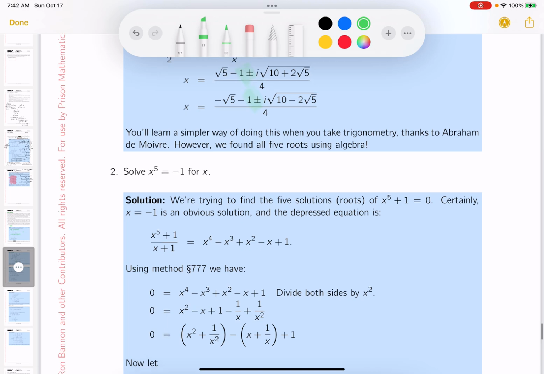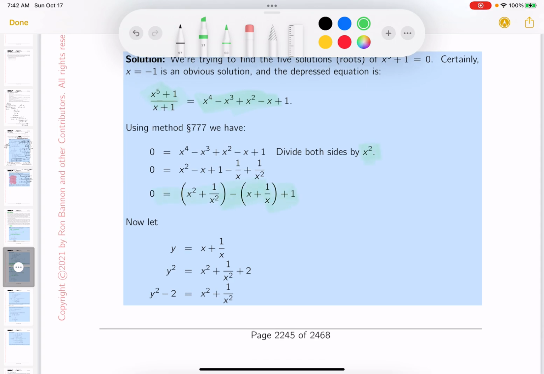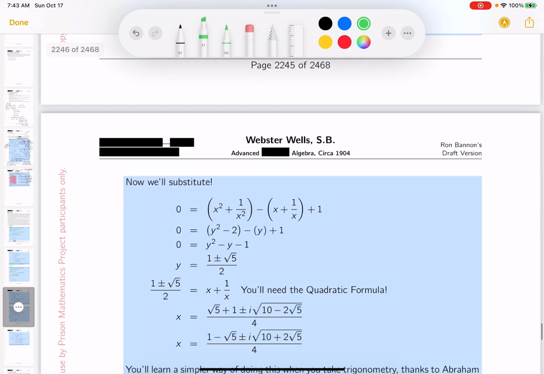So, again, it says you'll learn a simpler way when you take trigonometry. And that's true. You'll learn a simple way to do it. But right now it's complicated, right? Over here, a little more complicated. What's the root over there? Minus 1. You divide by x plus 1. You get this over here. Same exact thing. Divide by x squared, you get this over here. You need practice doing that.